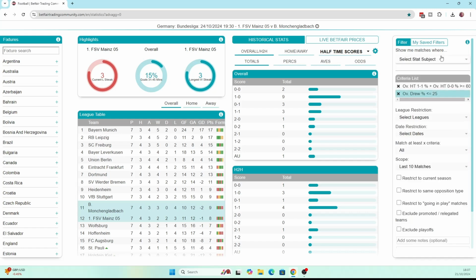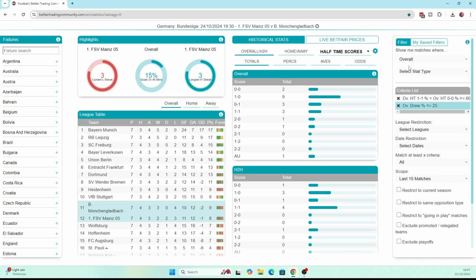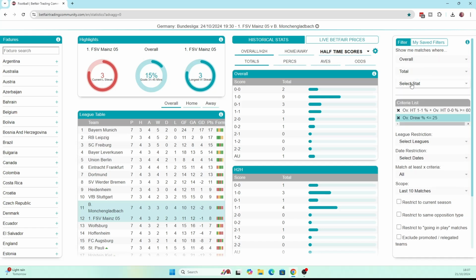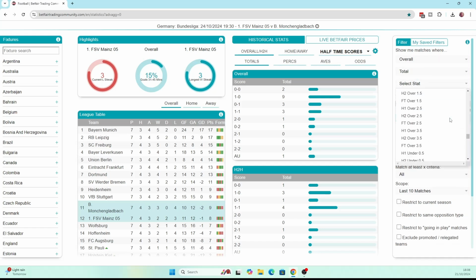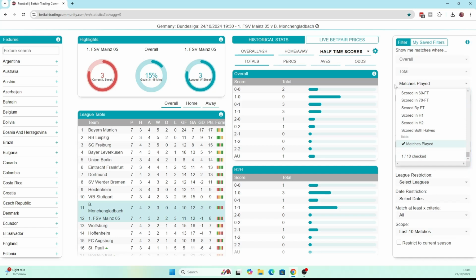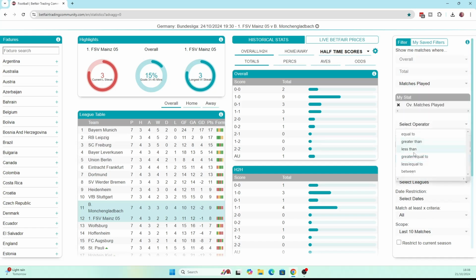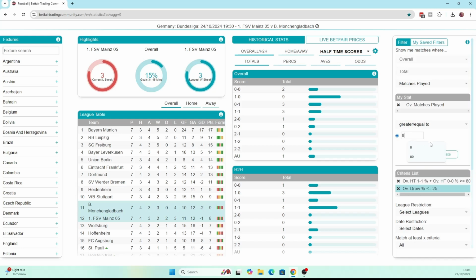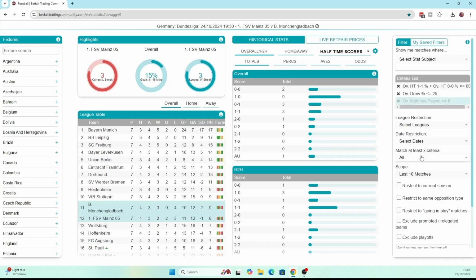Now, the last thing I'm going to add here is a matches played figure. The reason for that is that I want to look at games from this season, and I want to look at games where they've played plenty of matches so far this season. So I'm going to click overall again, total this time, because we want total matches. Scroll all the way to the bottom. I always put this on my filters. Matches played greater than or equal to 8. Okay, brilliant. So we add that. And that's our third criteria, okay? Now you could maybe add something else, maybe look at odds, things like that. But just for this today, we're going to look at this.